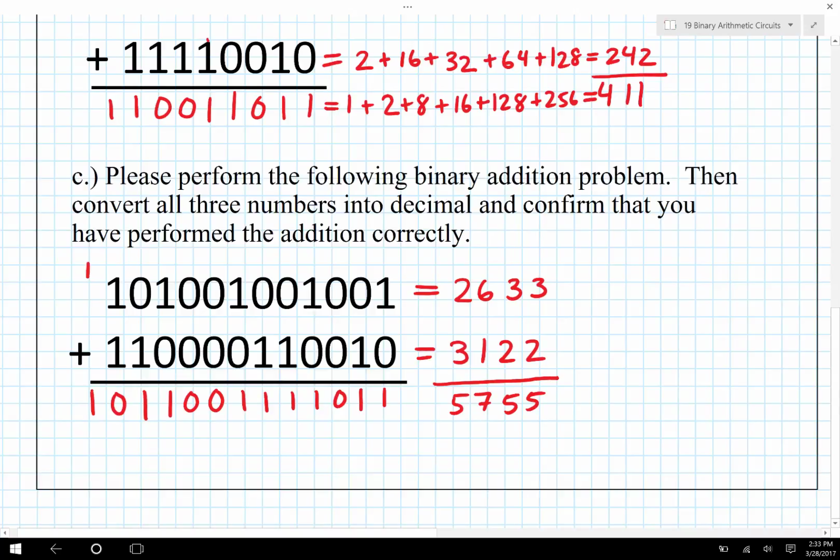And what we find is that the first number becomes 2,633. The second number is 3,122. When you add those in decimal, you get 5,755. And sure enough, that's what this result is equal to.